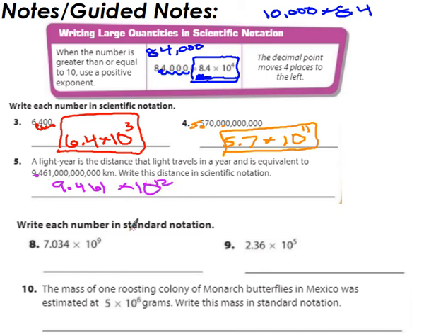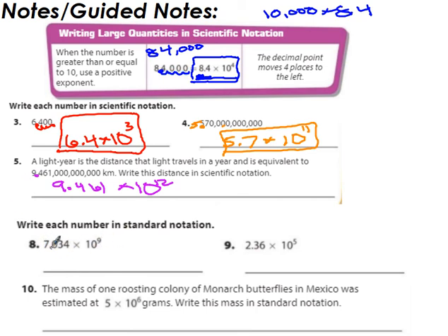And I moved it 12 times. So that's times 10 to the 12th power. Now, if you're going from scientific notation to standard notation, it's the same process. The only difference is that this exponent right here tells me how many times I have to move my decimal over.